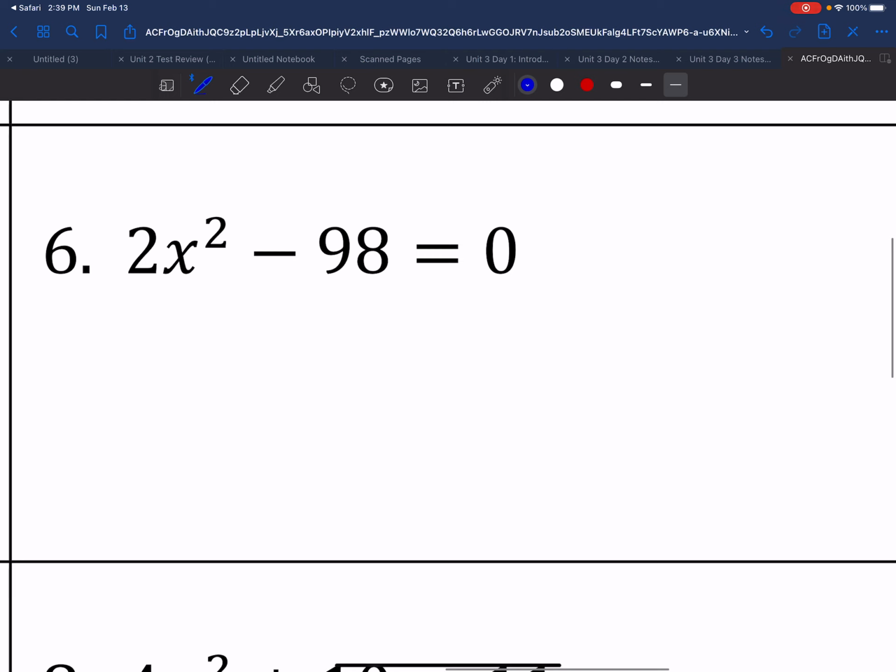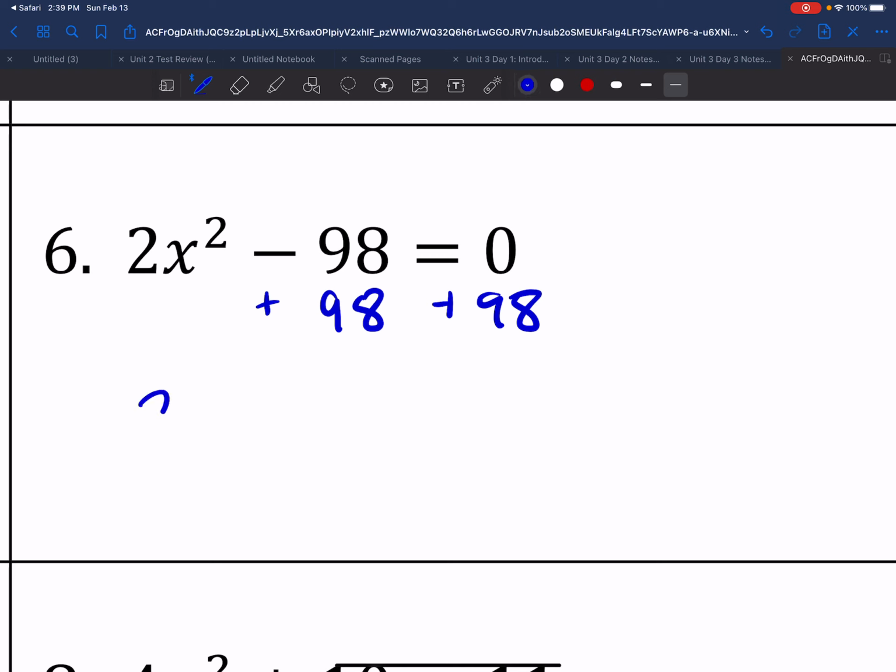Number 6, again, this contains the variable being squared, and a lot of you need to remember we can't do anything unless this goes away. A lot of you are just going to go ahead and divide both sides by, or maybe you divide by 2 first and then add 98. No. You need to add 98 first, and then you're left with 2.